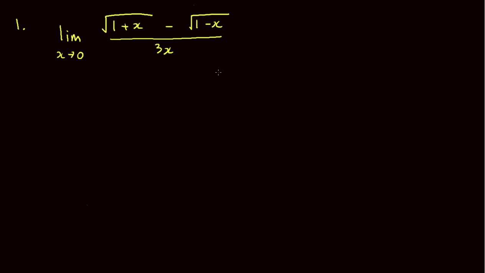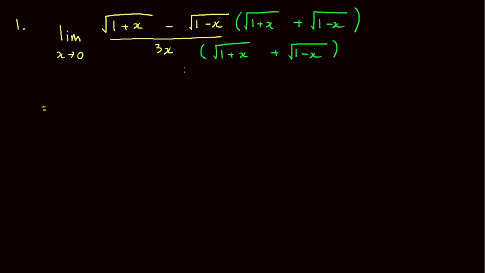Okay, if you've already given an attempt, let's work it out with factorization in this case, because I think it's possible to do this with factorization. So let's multiply by a common factor here, which would be root of (1 plus x) plus root of (1 minus x). We're also going to do the same in the denominator, so it's root of (1 plus x) plus root of (1 minus x). With that being said, let's solve the problem.